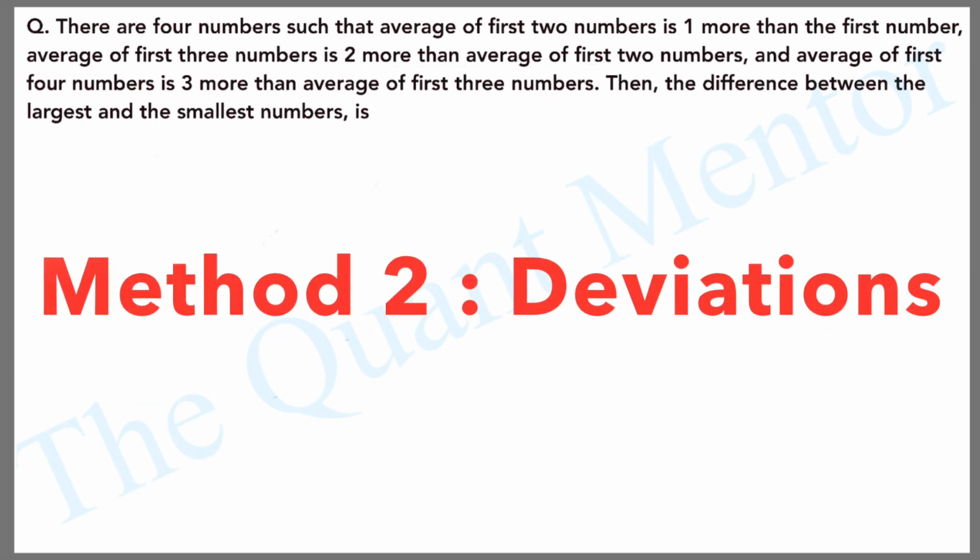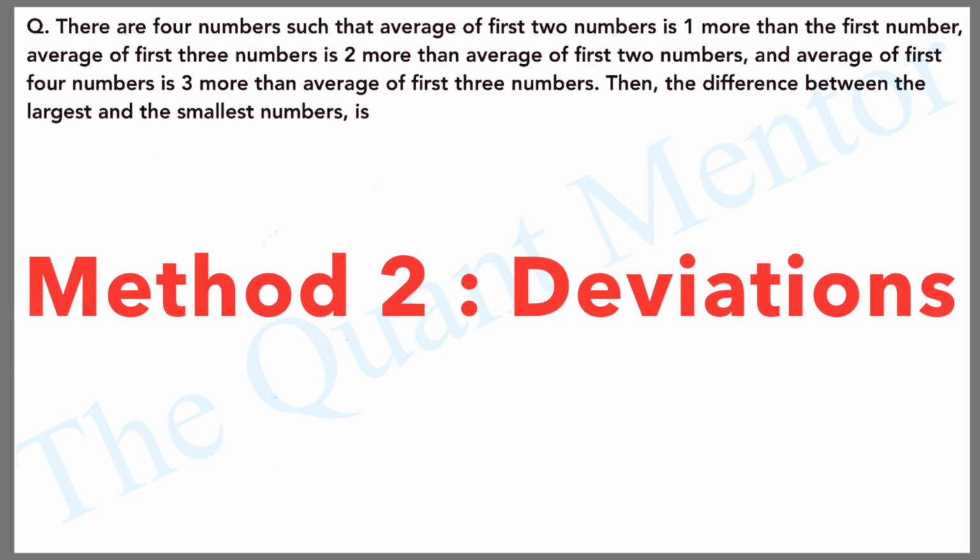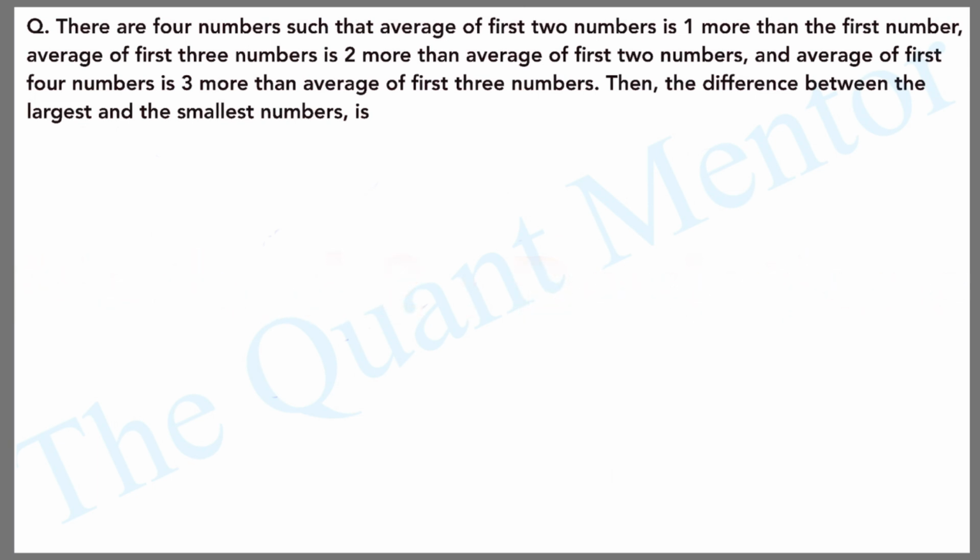So that was your first method of answering the question. Now let's see a very quick shortcut for dealing with such questions. Let's write the numbers as A1, A2, A3 and A4. The concept we are going to use is the concept of deviations, and deviations we have studied in our course. You can check out the link in the description or the card flashing on the top right corner of the screen right now.